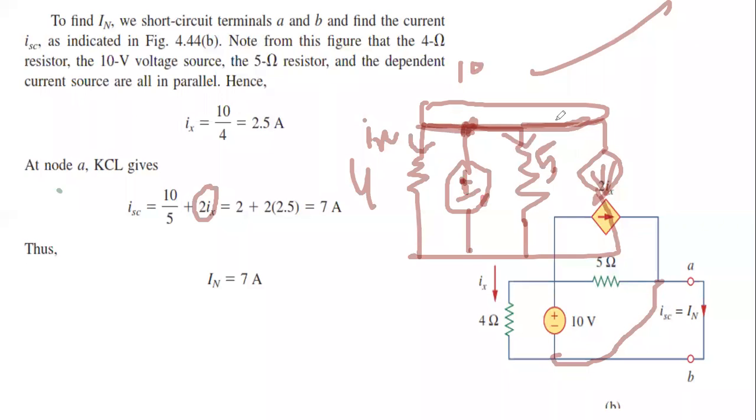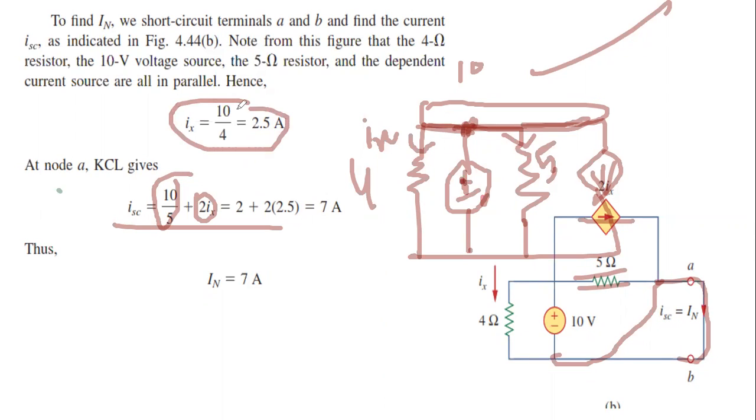And here this is the current source, so I can again apply Kirchhoff's current law and get this equation: ISC, that is this current, is the sum of these two currents. In 5 ohm the current is 10 by 5, and in 2Ix is 2Ix, and in 4 ohm the current is, again for 4 ohm also the voltage is 10. So current in 4 ohm resistor will be 10 by 4. So Ix is 10 by 4, that is 2.5.